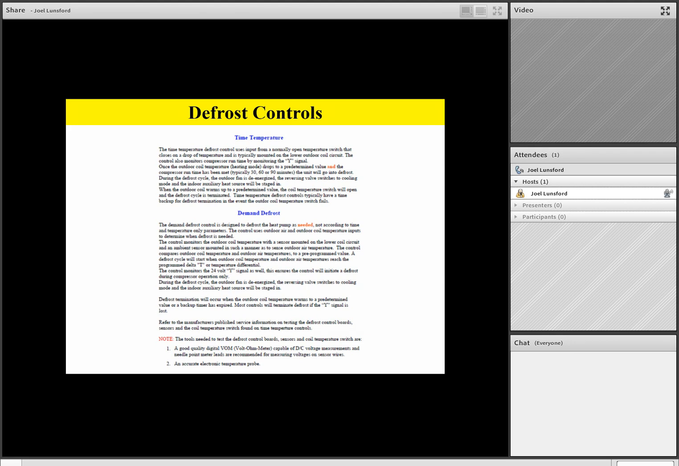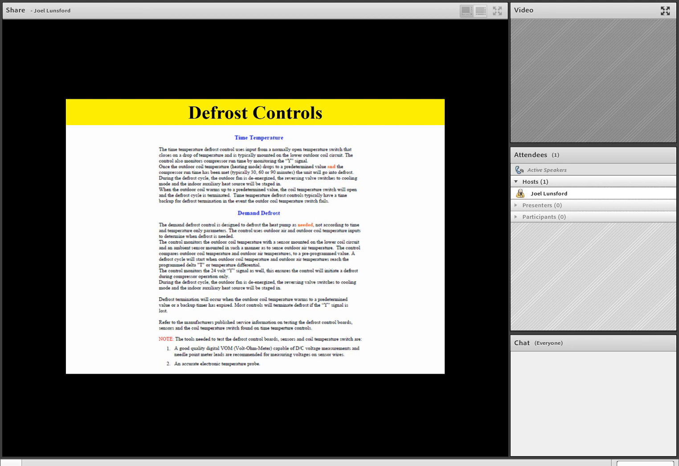So based on the delta T, or the temperature difference between outdoor air temperature and coil temperature, will determine when the demand defrost control will be energized or will be utilizing the defrost control function.